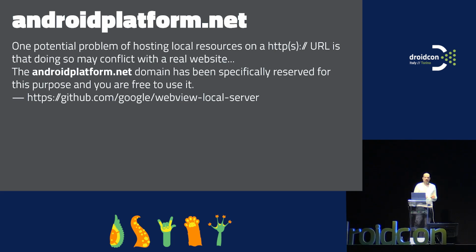So what we want to do is tell the WebView to load data from a URL which uses the domain androidplatform.net. But you will intercept the network request and deliver your local content instead. This means that the web content thinks it's loaded remotely, so you trick it into believing that it's actual web content loaded remotely. There is an implementation from Google. You find it on github.com, Google WebView local server.